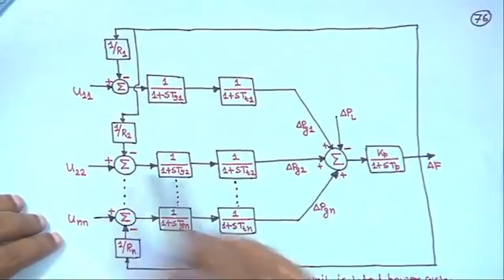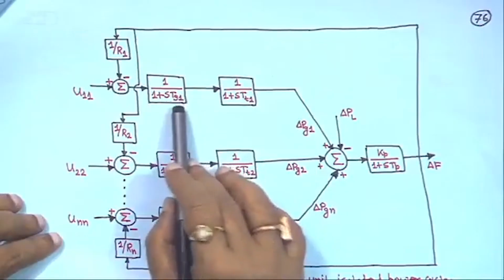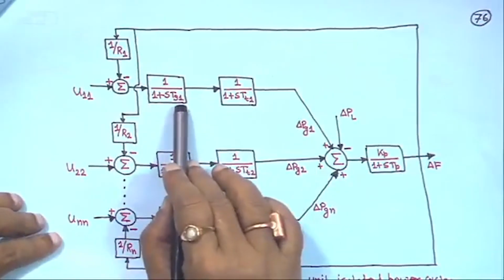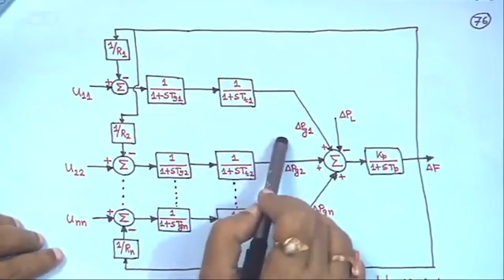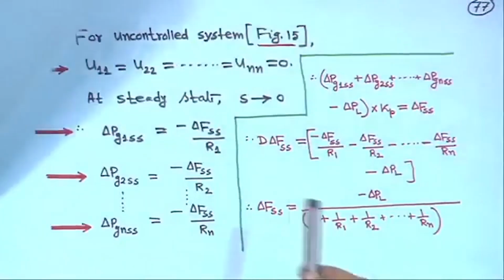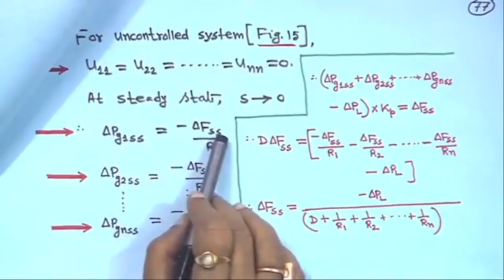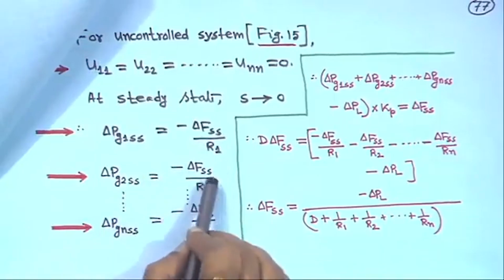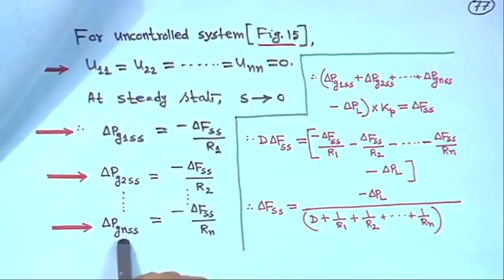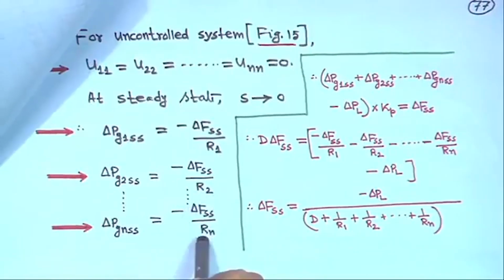but now so many units are there, but the meaning is the same. So when U1 is 0, and if you make all the block diagram s 0, that is t tends to infinity, so s tends to 0, the same philosophy will be applied here. So delta Pg1 SS is equal to minus delta F SS upon R1, delta Pg2 SS is minus delta F SS upon R2. Similarly for the nth unit, delta Pgn SS is equal to minus delta F SS upon Rn. This is known to us.